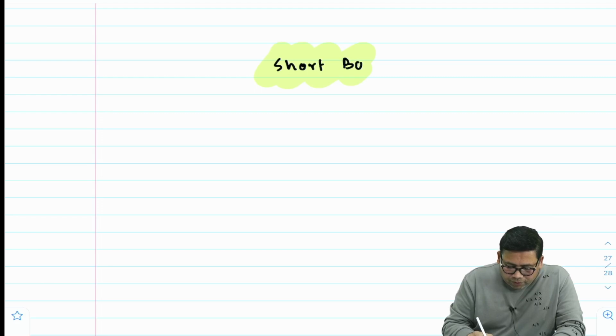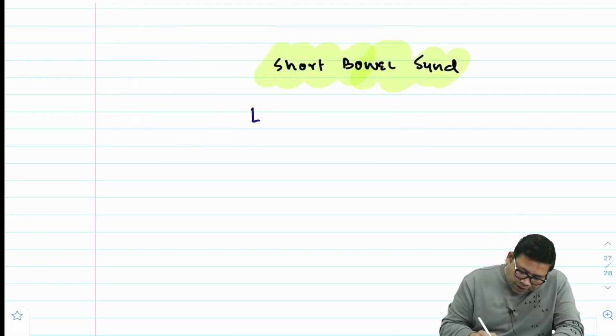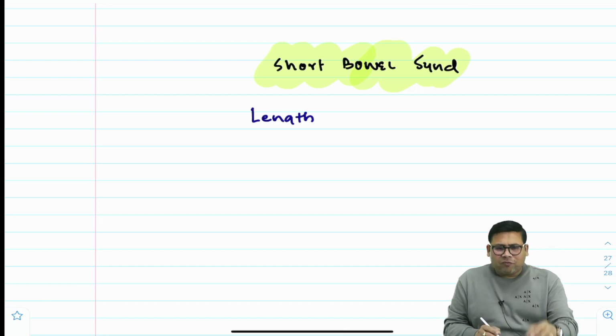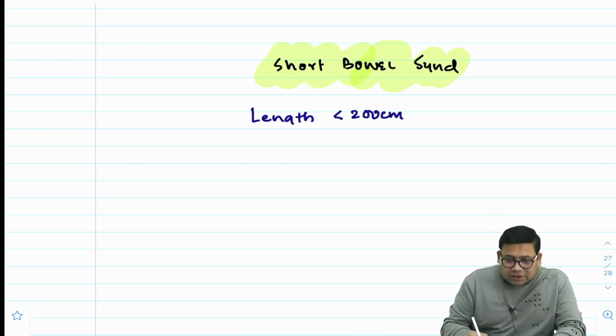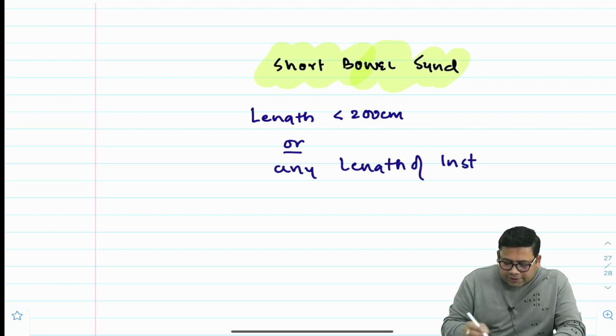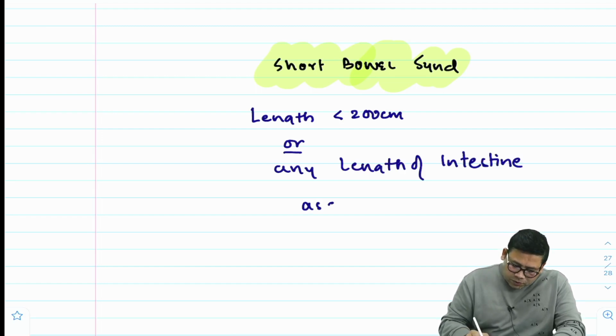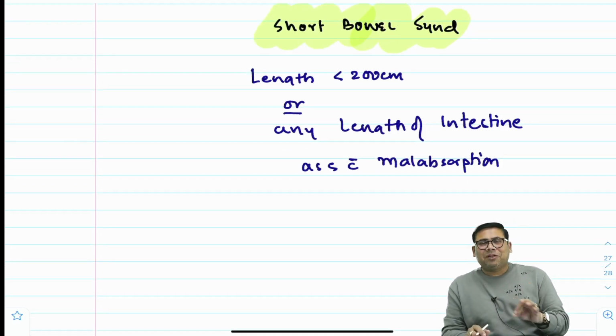So when we talk about short bowel syndrome, as the name says, the length of the bowel is decreased. So what is the criteria? There are a lot of people who teach a lot of things. One very simple thing is length less than 200 centimeters, point number 1, or any length of intestine associated with the process of malabsorption. So this is what is very important. Length less than 200 centimeters or any length associated with malabsorption.